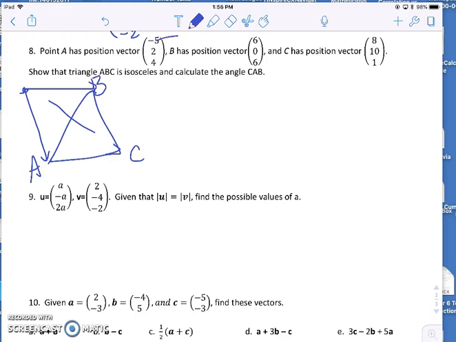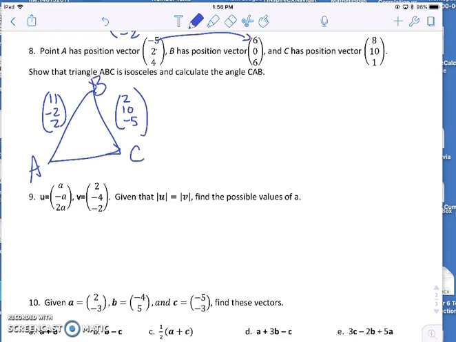So let's see what A to B is. Negative 5 to 6. So that is, I'm going to erase those, going up 11. 2 to 0 is down 2. 4 to 6 is up 2. B to C. 6 to 8 is going up 2. 0 to 10 is up 10. 6 to 1 is down 5. And then A to C. Negative 5 to 8 is up 13. 2 to 10 is up 8. 4 to 1 is down 3.